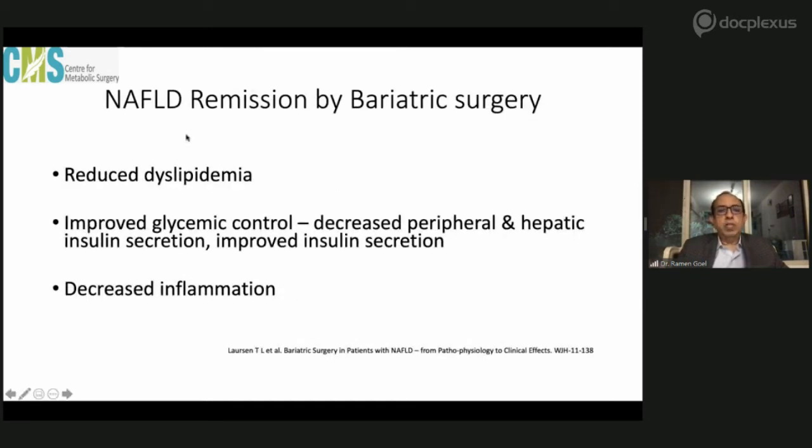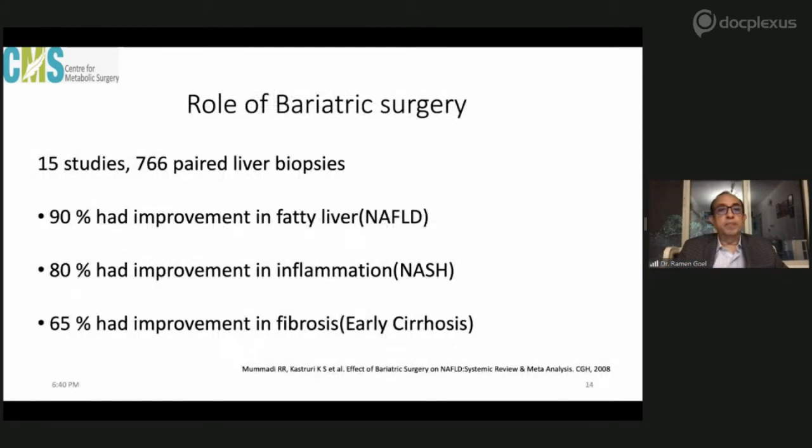Now, how does the fatty liver or NAFLD improve after bariatric surgery? Because there is reduced dyslipidemia, the cholesterols improve, HDL increases, LDL decreases. There is improved glycemic control. So there is decreased peripheral and hepatic insulin resistance, improved insulin secretion, and there is decreased inflammation. All this, along with weight loss, helps in remission of NAFLD.